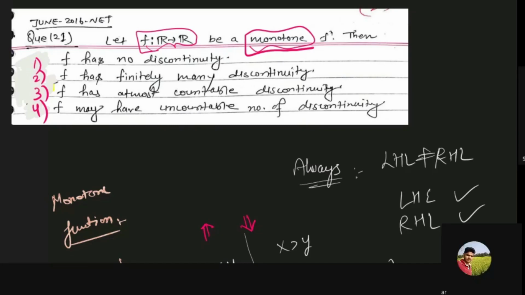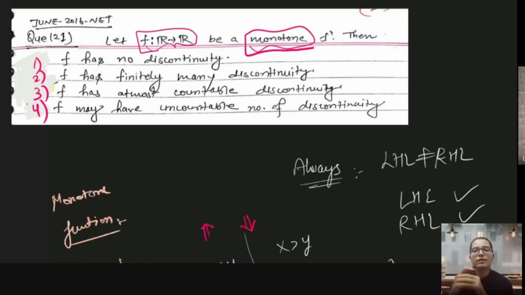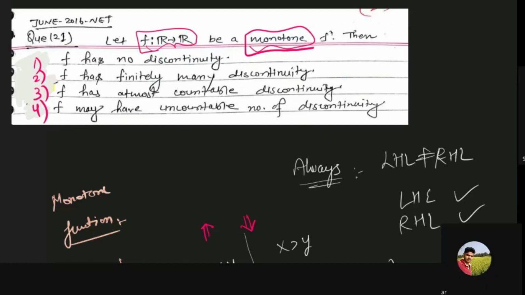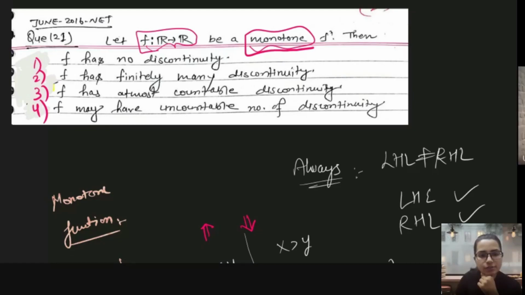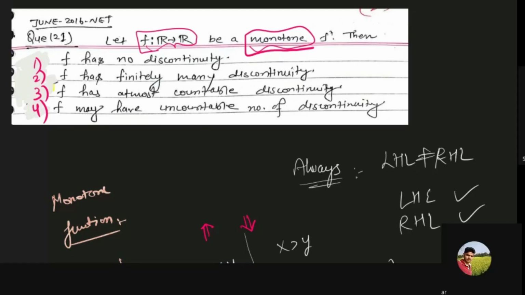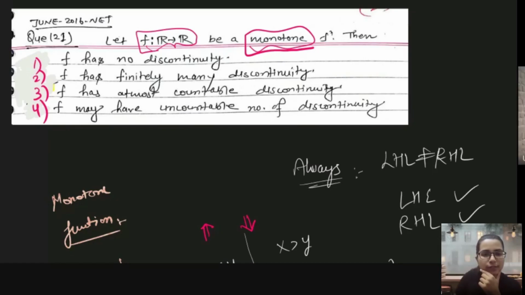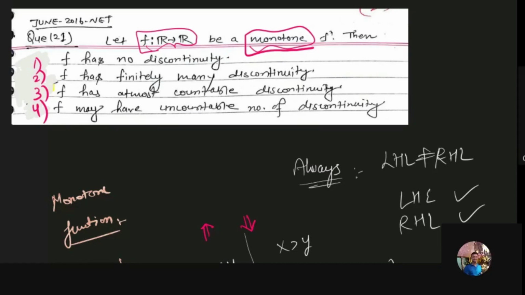Is it the box x, the greatest integer function? Yes. So one and two you are discarding. Okay, nice. Ma'am, by Riemann's theorem, I can say that if it is a monotone function, then directly by the theorem, f has at most countable discontinuities.